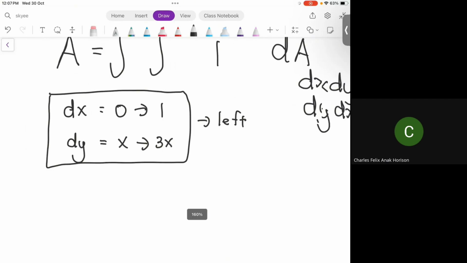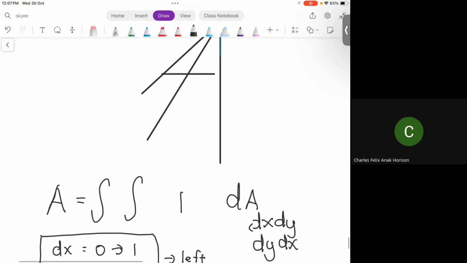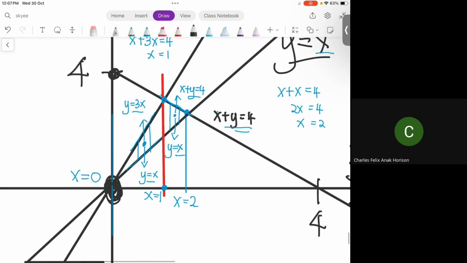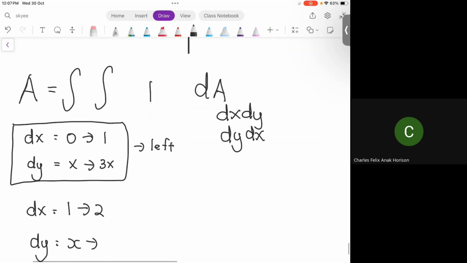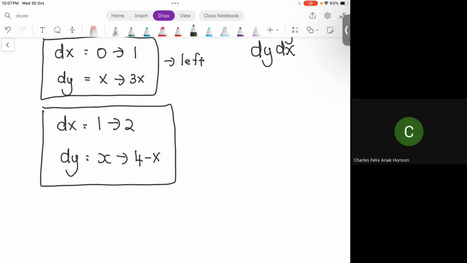Okay, for the right, your dx will start from 1 to 2. And the dy is from x to what? Look at the left, you see, 1 to 2. Now you need to put your y at the left hand side because you are defining the dy. So it will be y equals to 4 minus x. Put the y at the left side. So x to 4 minus x. So this one will be the interval for the region at the right side.